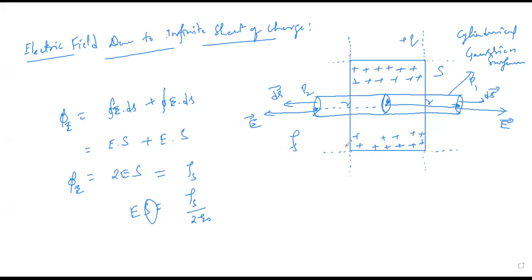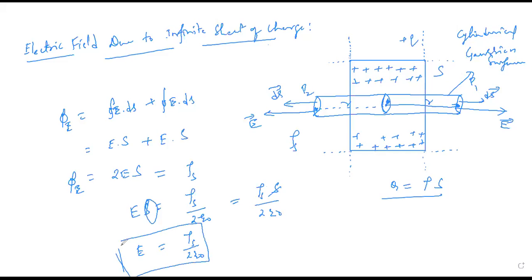So the charge density on this will be written as follows. Here the total charge Q should be written as rho into surface, and then this rho s can also be written as rho s into s divided by 2 epsilon naught. Then s will get cancelled, and E is equal to rho s by 2 epsilon naught. So you people have to think and give the answers. This is the electric field intensity due to an infinite sheet of charge.